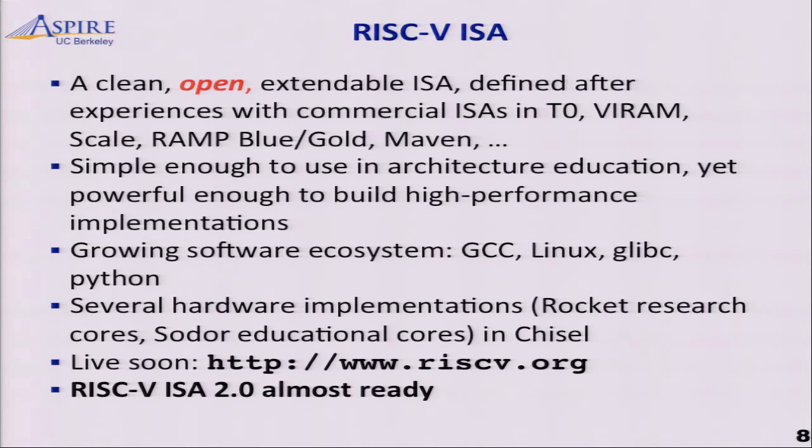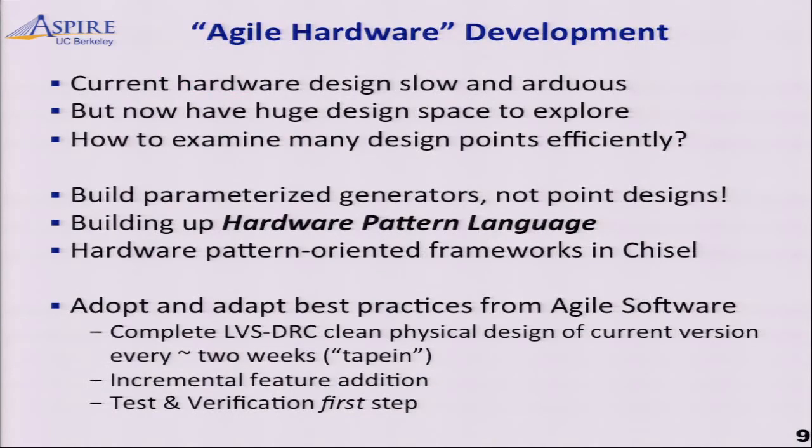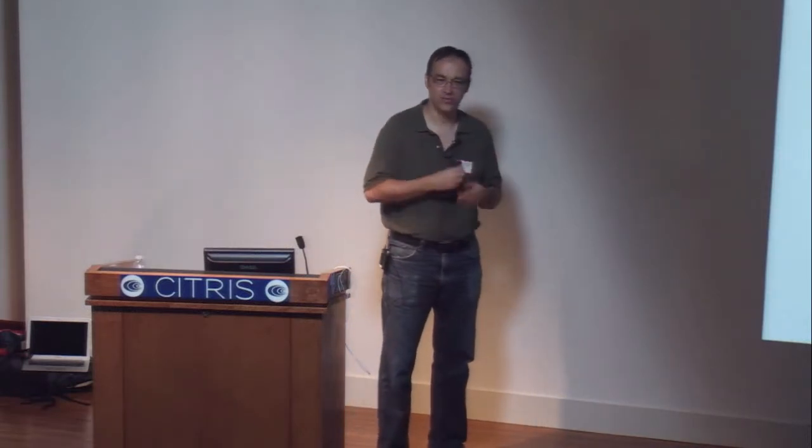So the RISC-V ISA 2.0 spec is almost ready. It's quite a bit different from 1.0. It's almost done. This will be out in the next couple of weeks, I expect. One other thing we'll be doing in Aspire is pushing on the idea of agile hardware development. This goes along with the theme of wanting to explore a large design space and quickly produce chips.